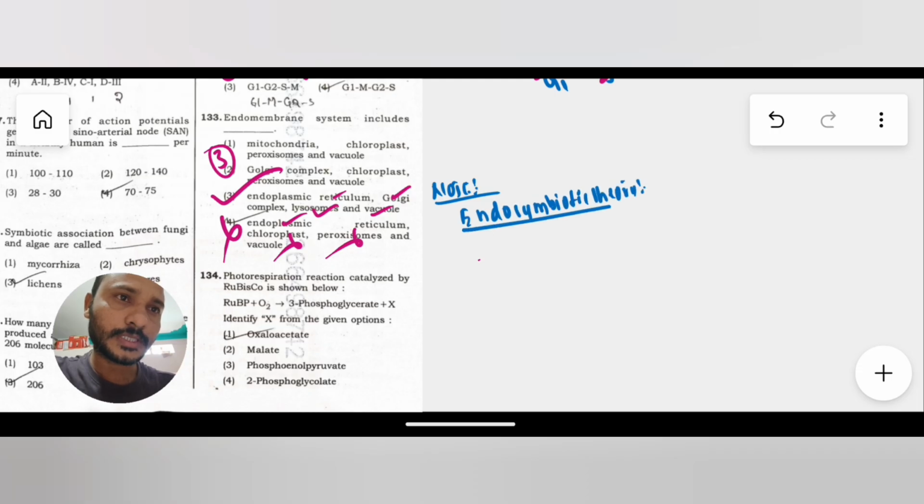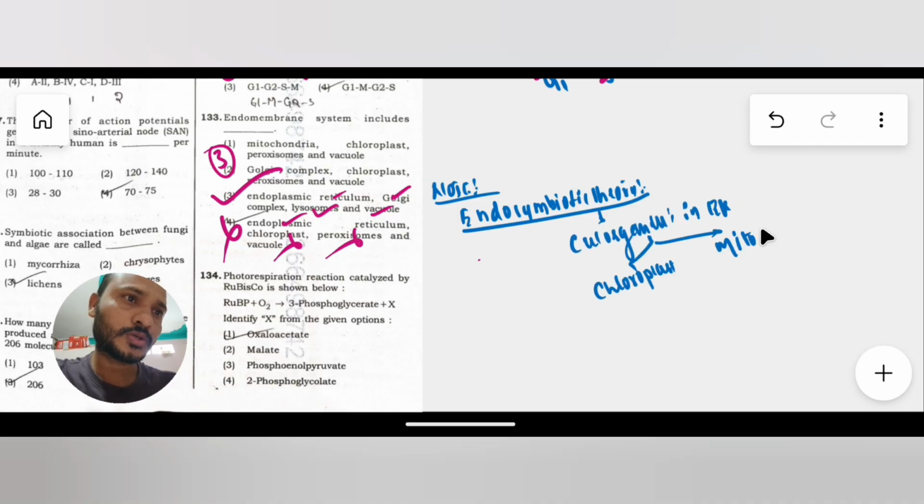So here, endosymbiotic theory means that the organelles in eukaryotic cells perform the same role and have the same structure as is present in prokaryotic cells. For example, the cell organelles in eukaryotic cells that come under the endosymbiotic theory are chloroplast and mitochondria. Why? These two cell organelles perform their functions like a prokaryotic cell.